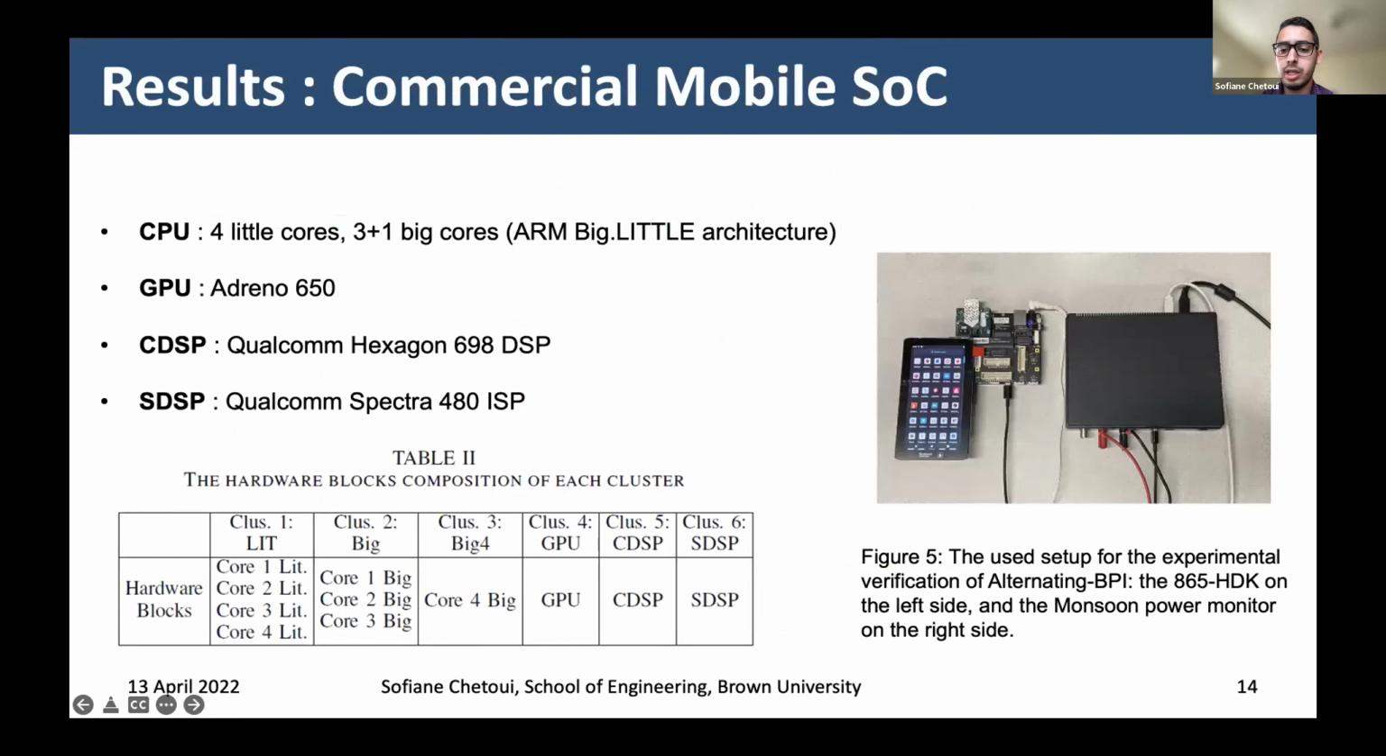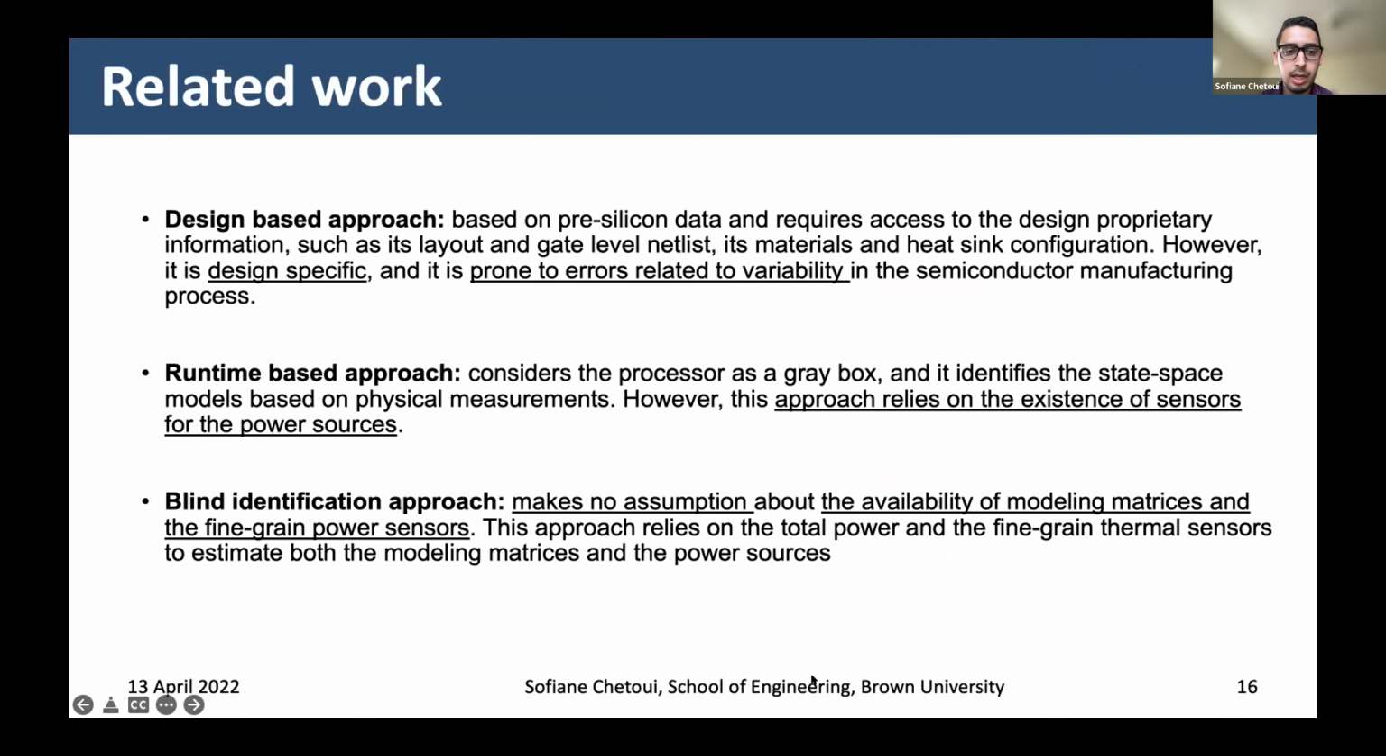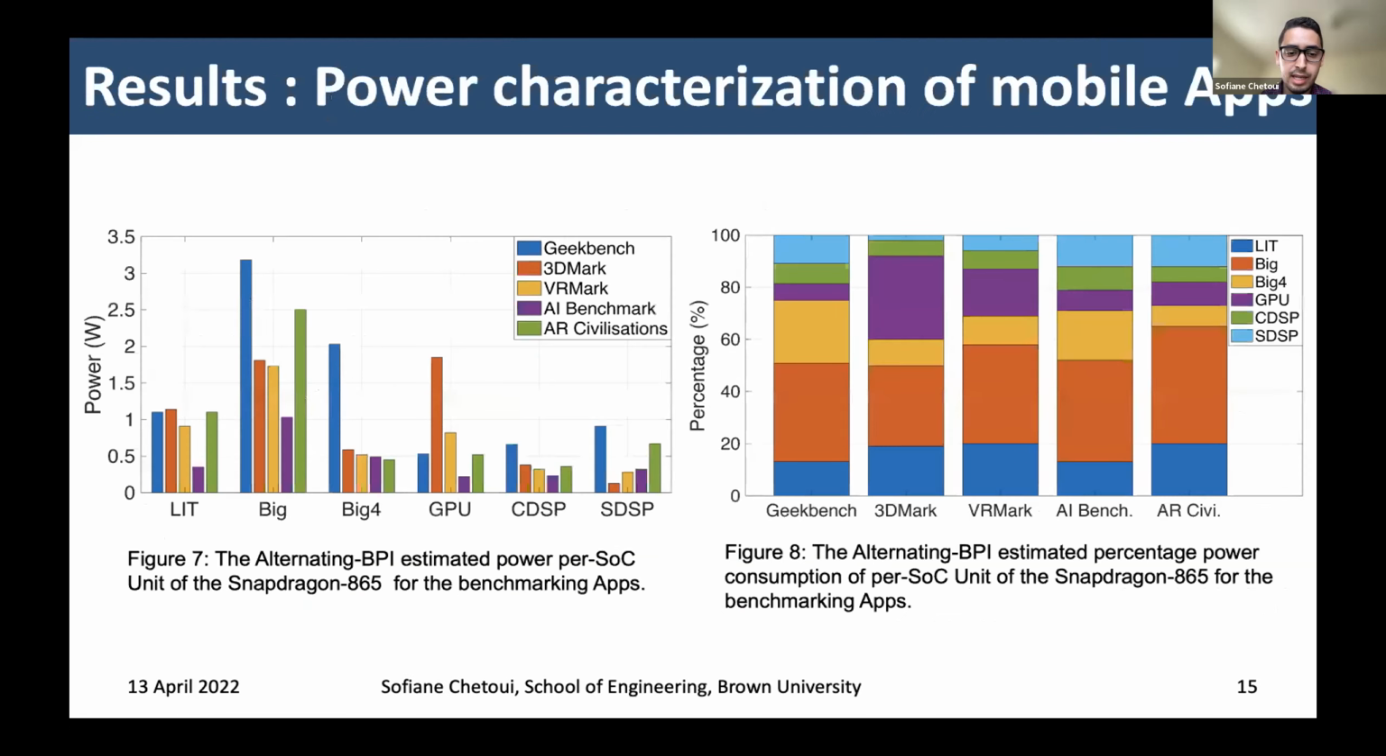And then we try to apply this work on a commercial SoC. So basically, we use the Snapdragon 865 here. I'm just going to get to the results. If you have any questions about the setup later, I would be happy to help. And then yeah, here's the slide. So basically, we try to characterize different mobile apps. We use a CPU benchmark, GPU benchmark, VR, AI, and then an augmented reality app as well. And then using the alternating BPI, we were able to estimate the power consumption of the different units. And that's what figure 7 is showing.